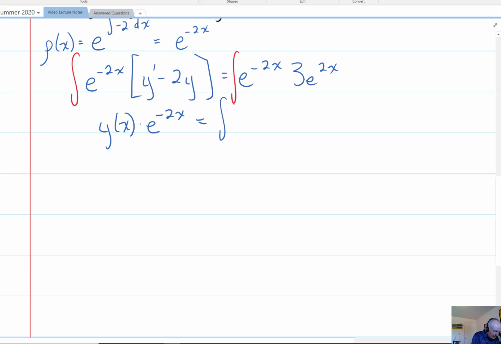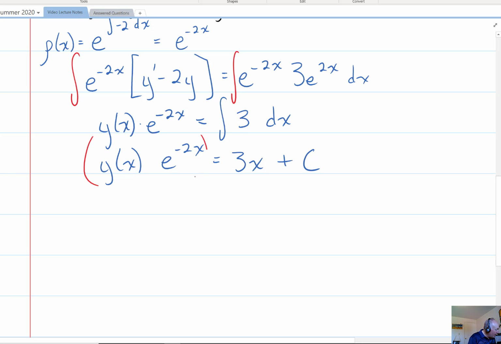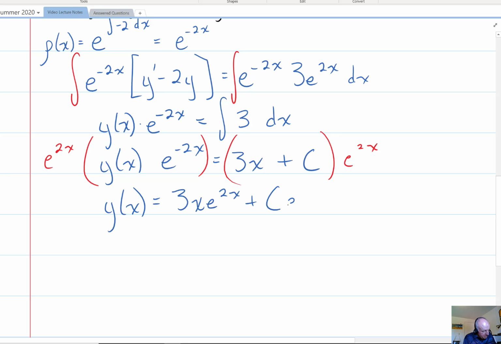Now the right hand side is still the integral of e to the -2x times 3 e to the 2x, but hey, look, once we simplify that, that's dx, by the way, once we simplify that, that's just going to be a 3 dx, right? And that's super simple. y of x times e to the negative 2x equals 3x. And now we put our plus c in there because there's where the plus c is. And now if I want to solve for y, I'm going to multiply both sides by e to the 2x. And that gives me y of x equals 3x e to the 2x plus c e to the 2x, right? There's my solution. y equals some function of x.